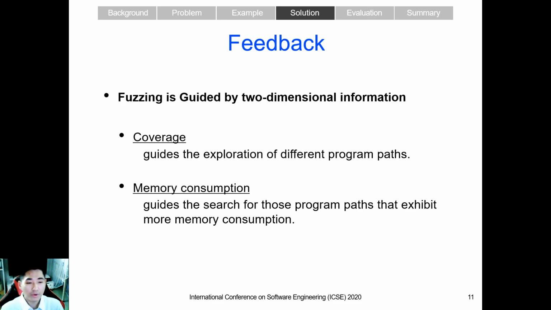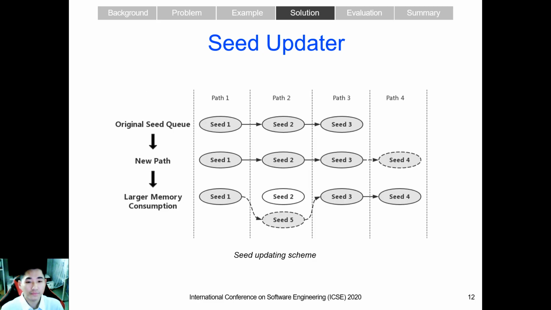Specifically, the fuzzing process is guided by two-dimensional information, the coverage information and the memory consumption information. To offer efficient support for retaining the most interesting inputs for each program path, MemLock updates the queue in two cases. If the test case results in new coverage, it will be added to the queue as a new node. This is the same as other coverage-based fuzzers. The difference is that if the test case does not result in new coverage, but it leads to more memory consumption than the corresponding node in the queue, then this node will be replaced with the input that leads to more memory consumption.